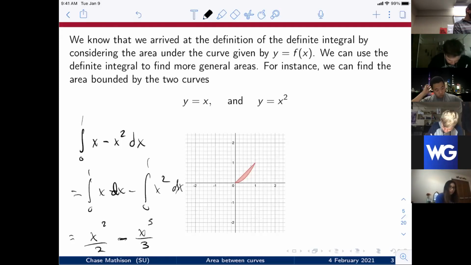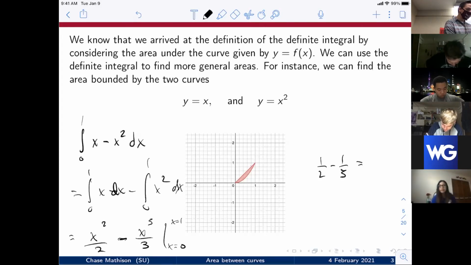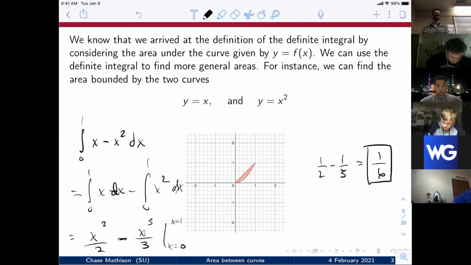So then I just plug in x equals 1, x equals 0. And when I do that, well, when I plug in 0, pretty clearly I get 0. So I just look at when I plug in 1, I get 1/2 minus 1/3, which is 3 minus 2 is 1 over 6. Okay.